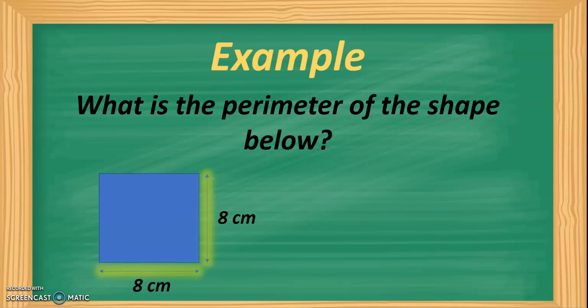Now I want for you to pause the video and try this example. It's a square. Each side measures 8 centimeters. And tell me what you get below. Alright, so I hope you got this correct. We would add 8 centimeters 4 times, right? So when we add that, we should end up with 32 centimeters. I hope you got it correct.